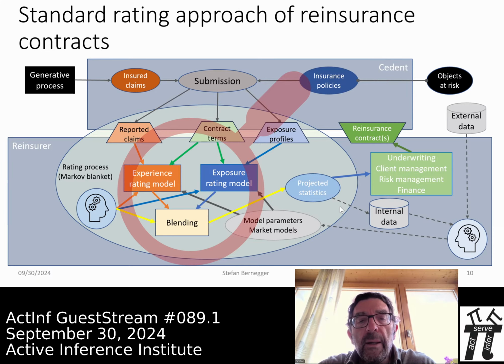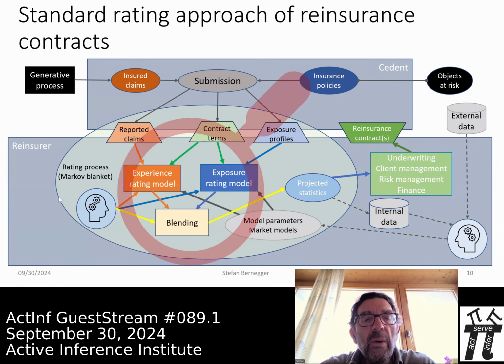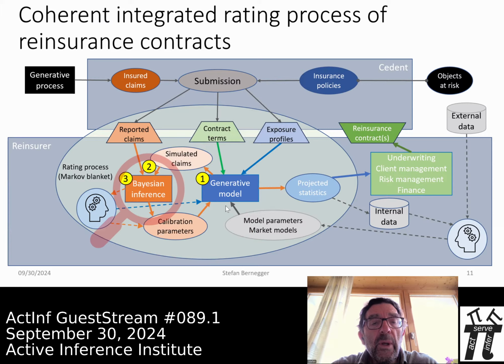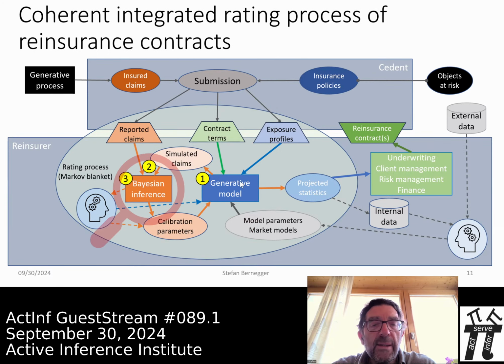Okay, now the step to the integrated approach is, basically we are looking now into these two parts, these two models, the experience rating and exposure model. This is the focus area, and what we do here, we have two things. First, we have a generative model. Now this generative model is very similar to the exposure rating model, but the difference is the exposure rating is only applied to the future, to the cover year, while the generative model is basically taking the same model and you apply it to the past. So you don't only apply it for the cover year, this comes later, but you first do a calibration of this model. And this calibration is done with the reported claims.